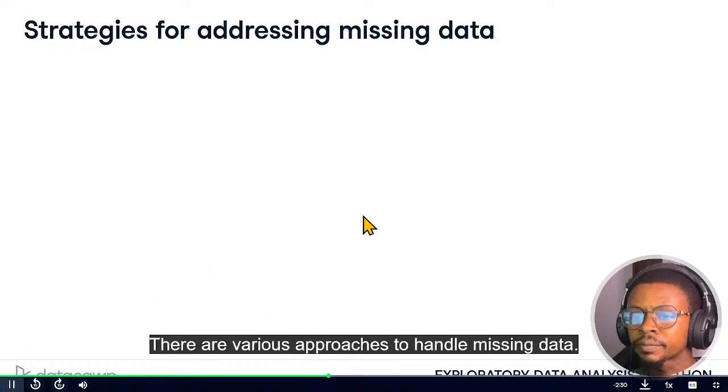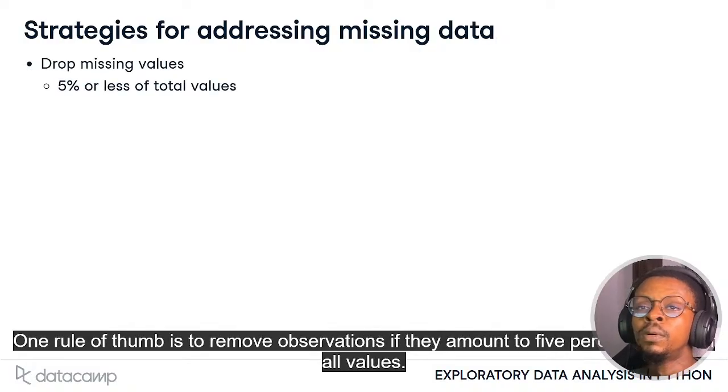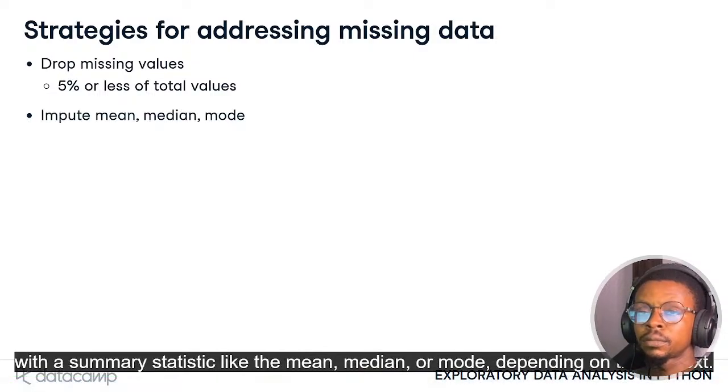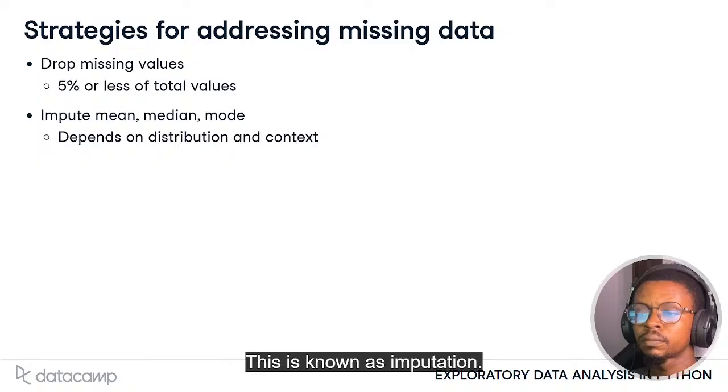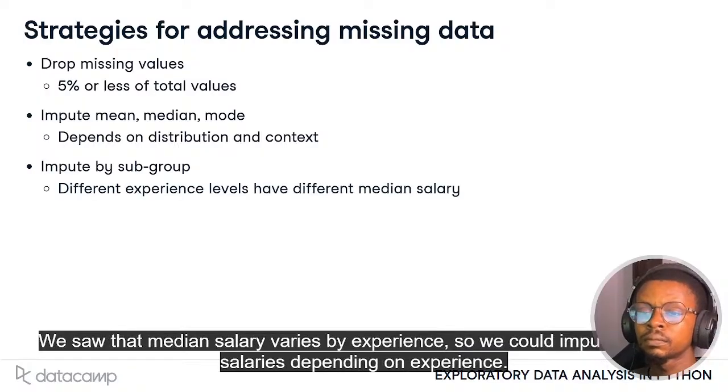Sorry about that. There are various approaches to handle missing data. One rule of thumb is to remove observations if they amount to 5% or less of all values. If we have more missing values, instead of dropping them, we can replace them with a summary statistic, like the mean, median, or mode, depending on the context. This is known as imputation. Alternatively, we can impute by subgroups.